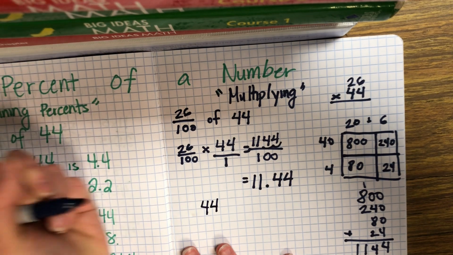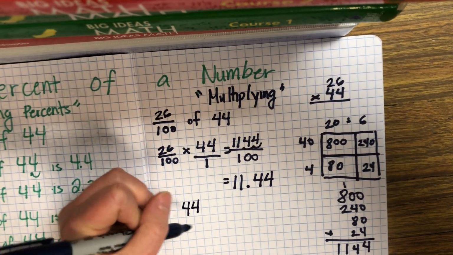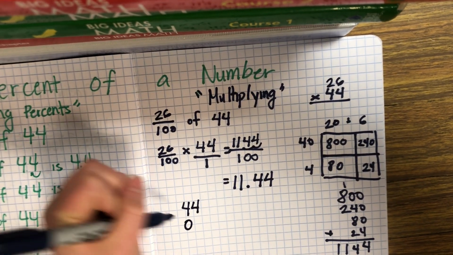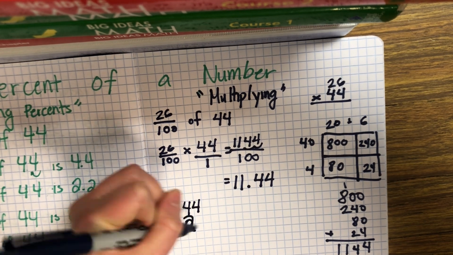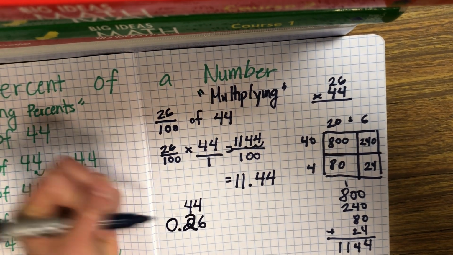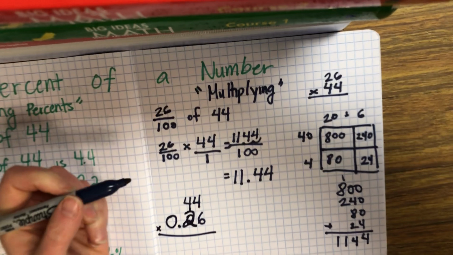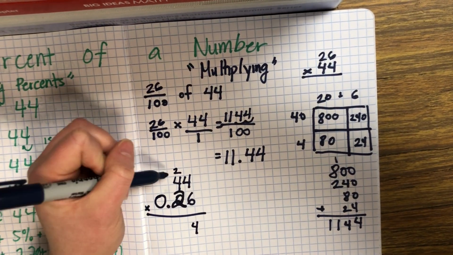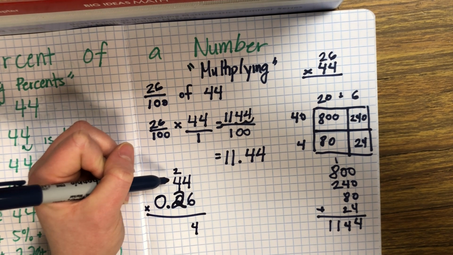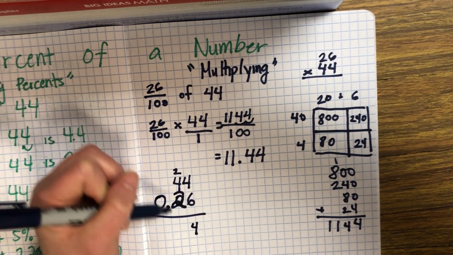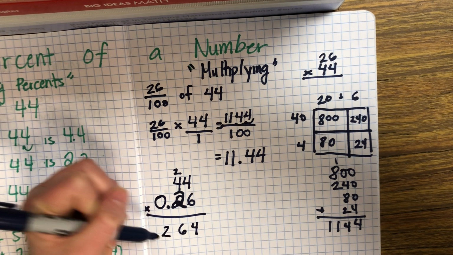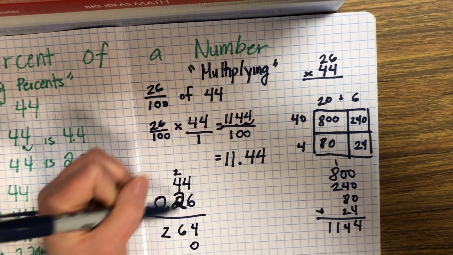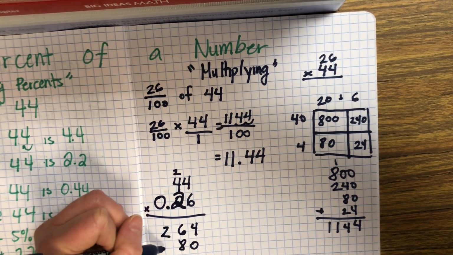So if I start with 44 and I multiply by, oopsie, 0.26, I get 6 times 4 is 24, carry the 2. 6 times 4 is 24, plus 2 more is 26. Then 2 times 4 is 8, 2 times 4 is 8.